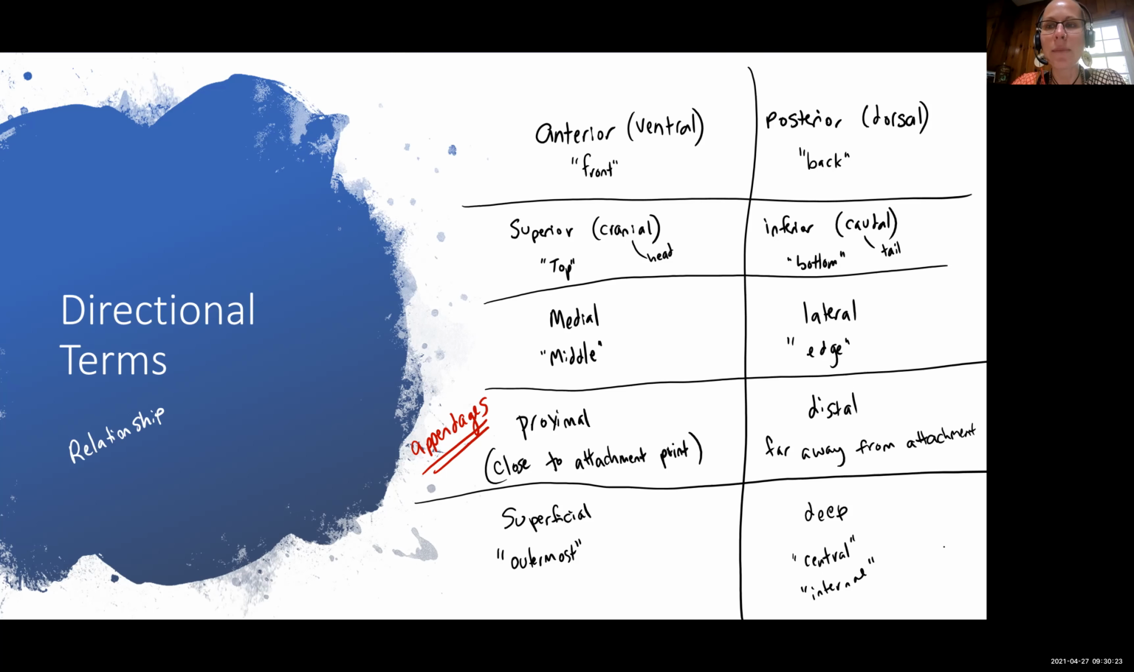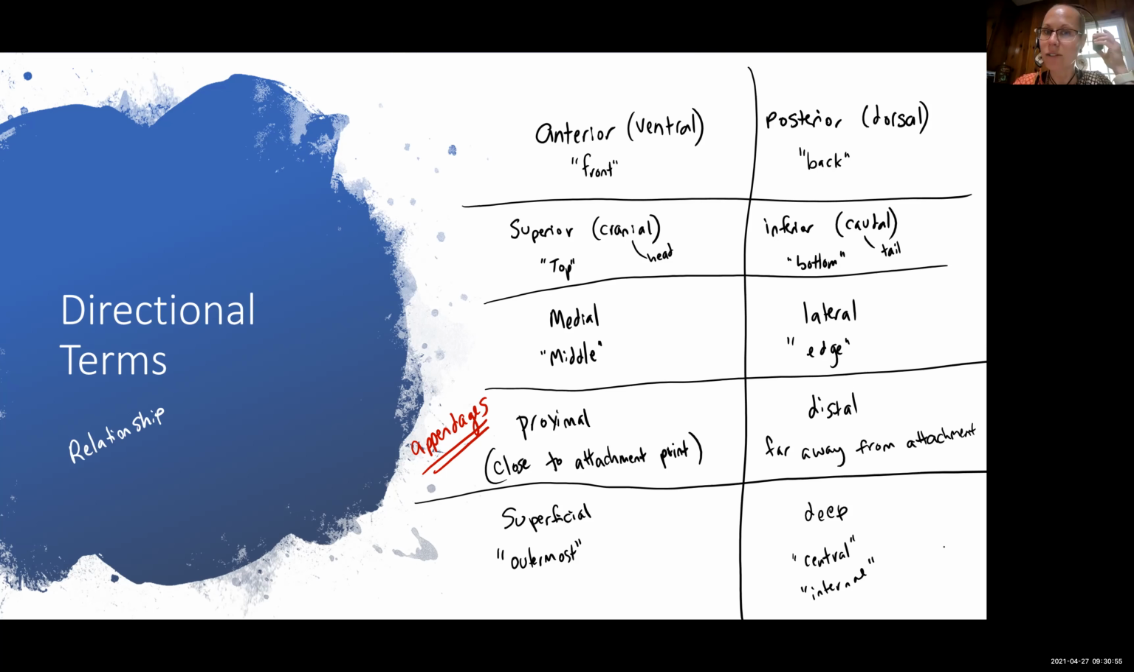All right. So the best thing to do with these terms is to make sure you understand the definitions and then practice using your body. So for instance, if we wanted to talk about the nose, we could say the nose is medial to the ears. It's in the middle. It is inferior, below the eyes. It is superior, above the mouth, and it's on the anterior or ventral surface of my face.